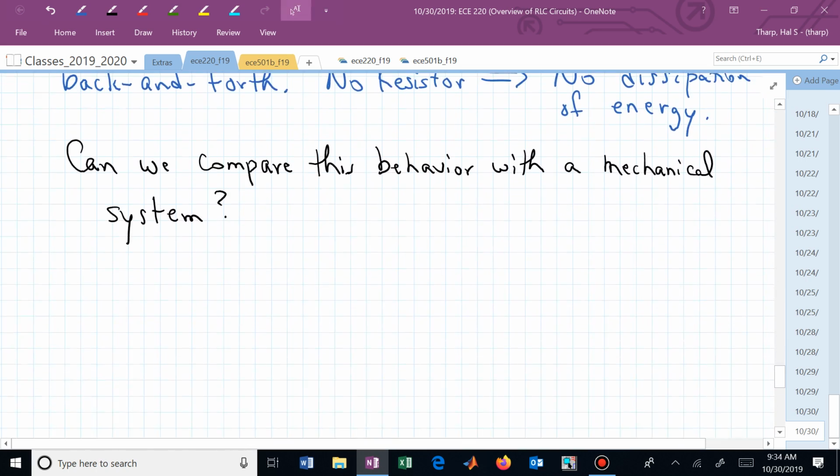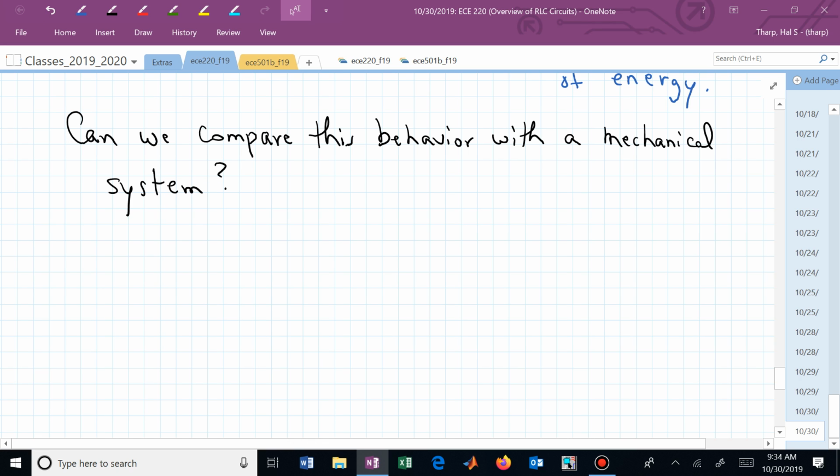Can we compare this behavior with a mechanical system? Any mechanical engineers in the room? You're afraid to identify yourself, huh? I applaud the bravery of someone actually identifying that discipline in a room full of mostly ECE. Hey, we're all engineers, right?